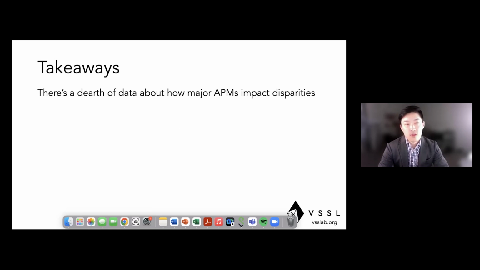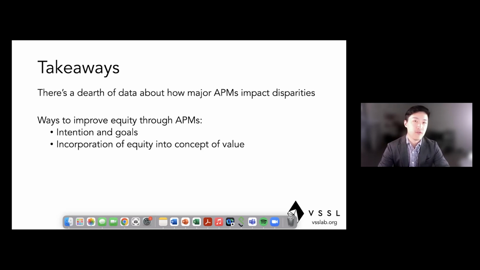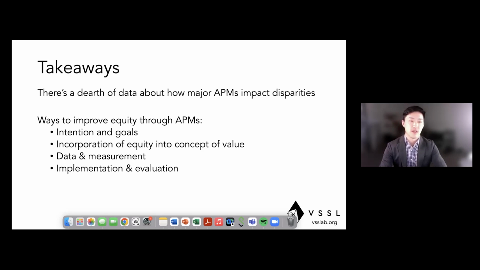And I think given those gaps and where we need to go, there are a few ways to improve equity through APMs. The first is to set intention and goals. And we'll get into each of these more later. The second is to incorporate equity formally into the concept of value. The third is to prioritize data and measurement. And the fourth is to think about implementation programs and evaluating those programs.